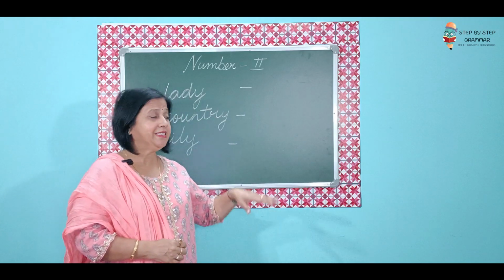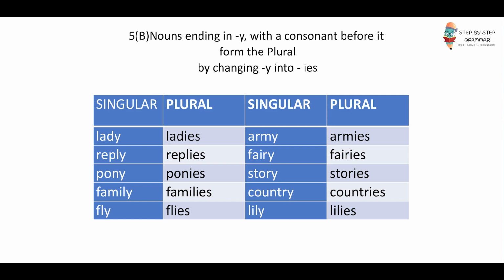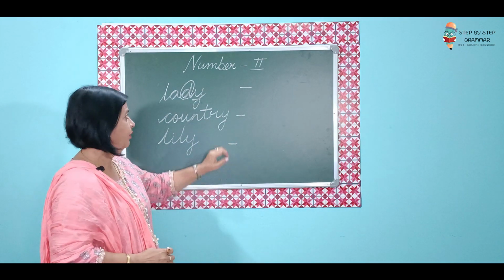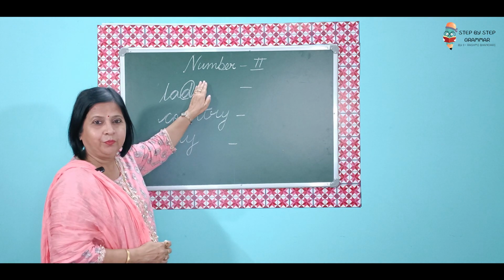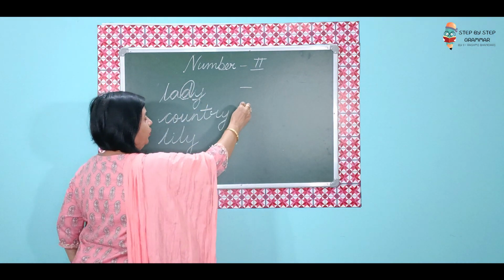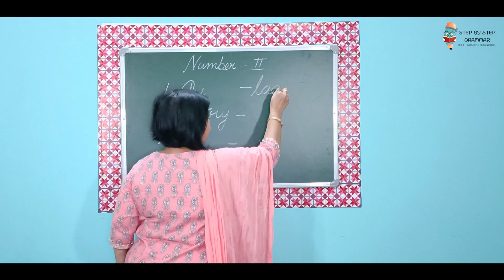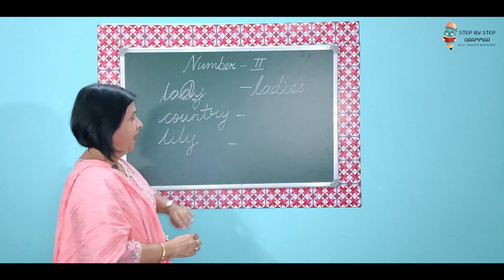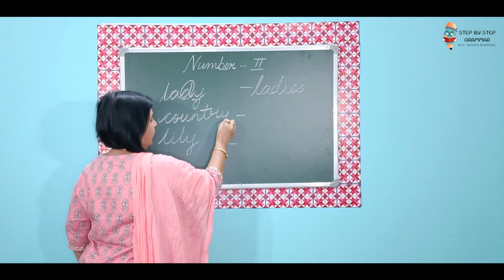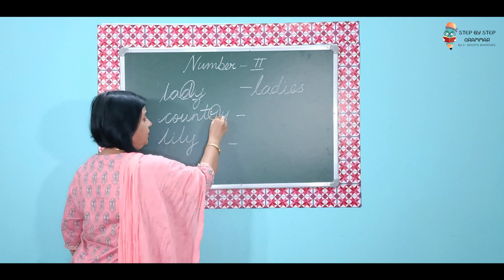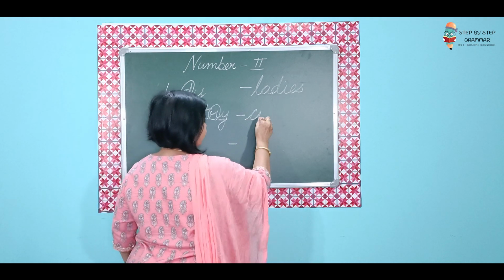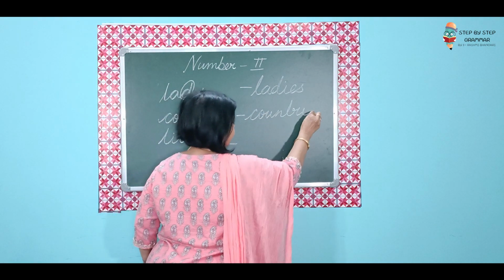The next rule says that if a word ends in Y, but it has a consonant before it, then we form the plural by dropping the Y, or we leave out the Y, and we add I-E-S. So it becomes ladies, L-A-D-I-E-S, we've dropped the Y. Similarly, country, ending with Y with a consonant R before it: drop the Y and add I-E-S. So this becomes countries.